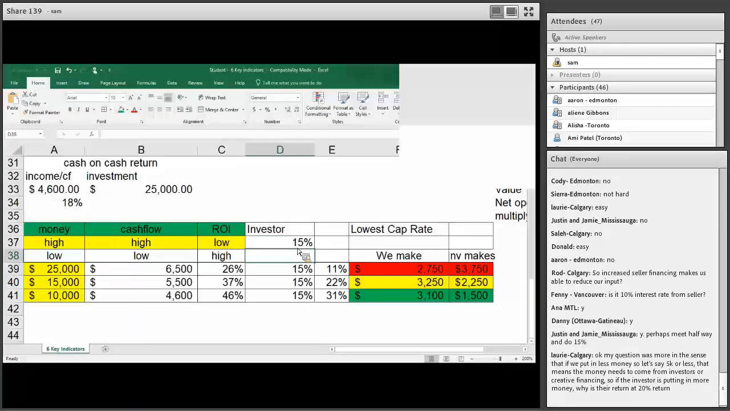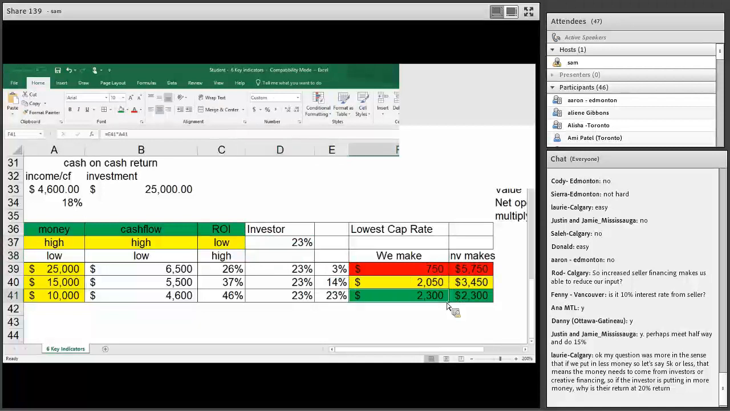15 would be good for us. The investor's still making a decent return. I think that a split would be around 21% for this one. That's a little bit higher. 23%. Yeah, there you go. 23% would give you a split on the bottom one.